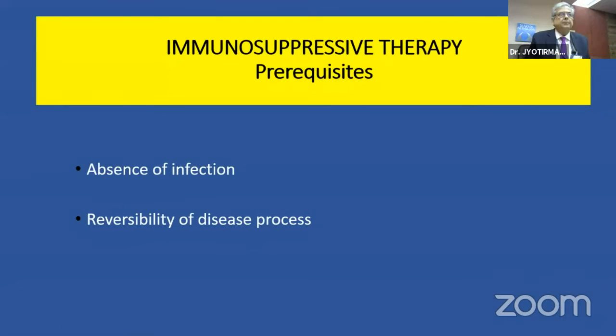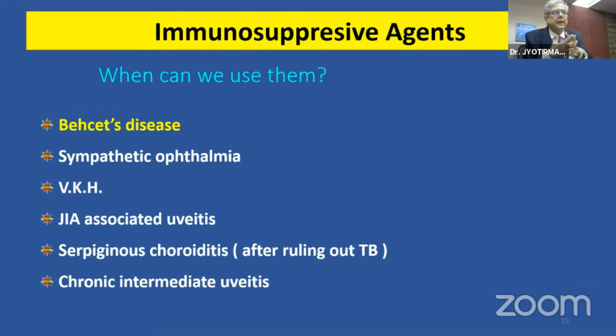The prerequisite for immunosuppressive therapy is obviously absence of infection in the body. Reversibility of the disease process should be there. When I use them, Behcet's disease is my top priority. I use the immunosuppressive agents right away, even biologic agents. In sympathetic ophthalmia and the recalcitrant form of VKH, I use immunosuppressive agents. In HLA-associated uveitis, my drug of choice is methotrexate. In serpiginous choroiditis, I also use immunosuppressive agents after ruling out TB. And in chronic intermediate uveitis, often it's my first choice.